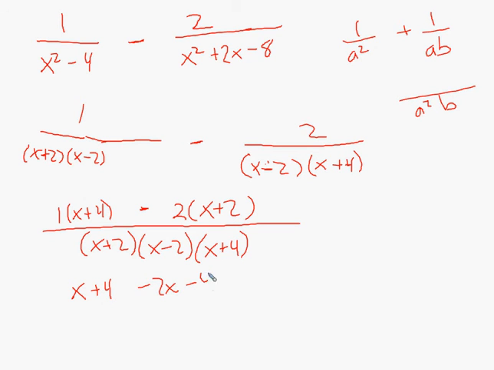I have a question, Mr. Kane. Where'd you get that 4 from? What for? 1 times x plus 4 in parentheses. Okay. That's what the other one didn't have. Look, basically, look at our common denominator. What is this fraction missing? The x plus 4.